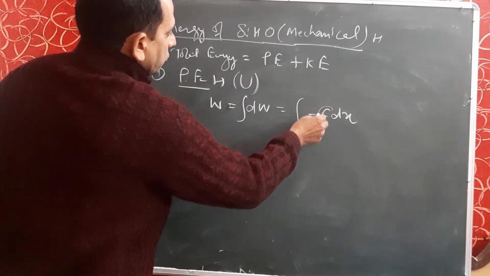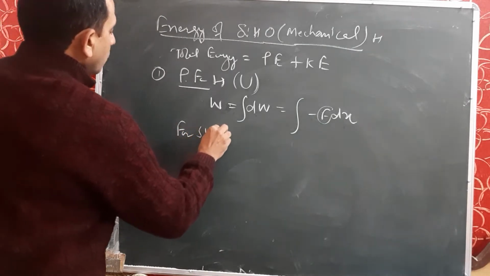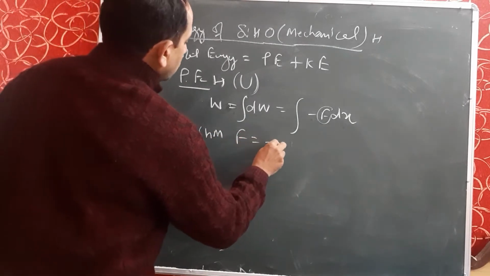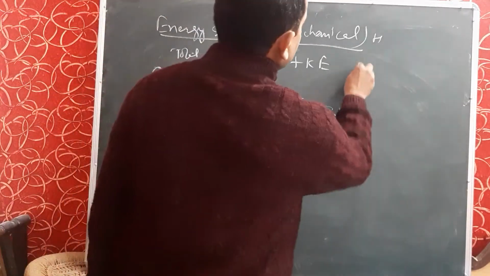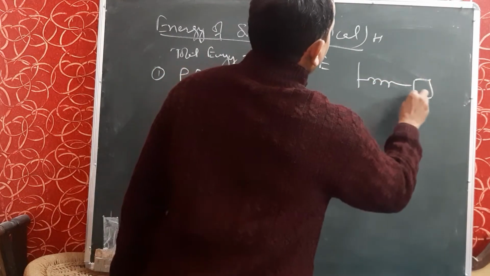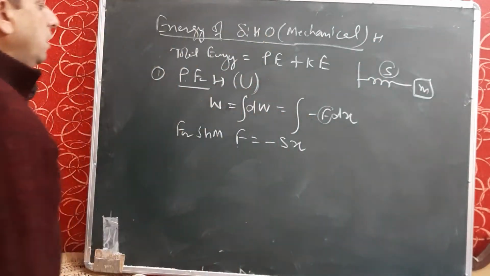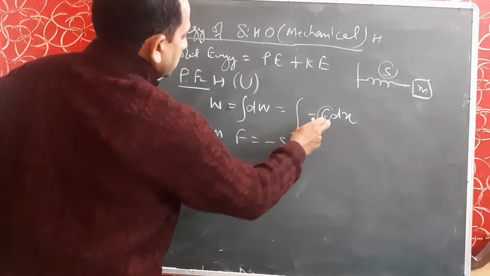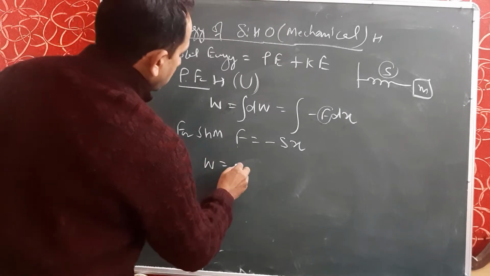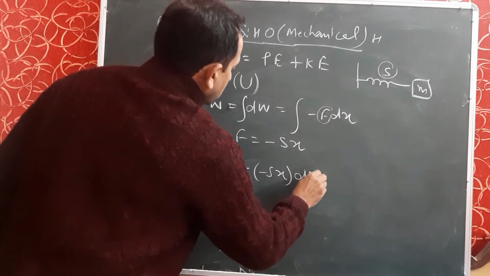Putting the value of F for the harmonic oscillator: for simple harmonic motion the force is equal to minus Sx, because we are studying the same case, the spring and mass case. In the case of a spring, the force is F equals minus S into x, obtained from Hooke's law. So putting the value of force here, the work is the integral of minus force, minus S into x, into dx.